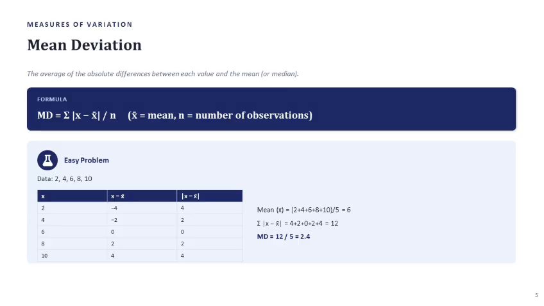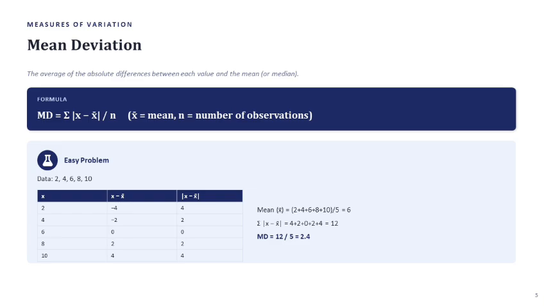The third column is the modulus of X minus X bar. Here only the positive values are taken from X minus X bar, which is the second column. If it is minus 4, the answer is going to be plus 4. If it is minus 2, the answer of the third column is going to be plus 2, and so on.